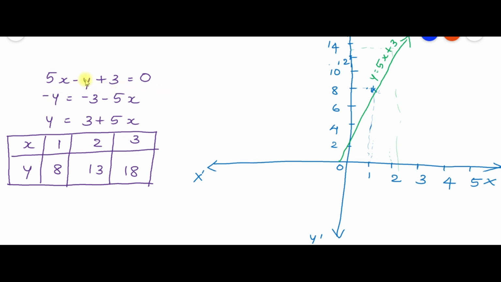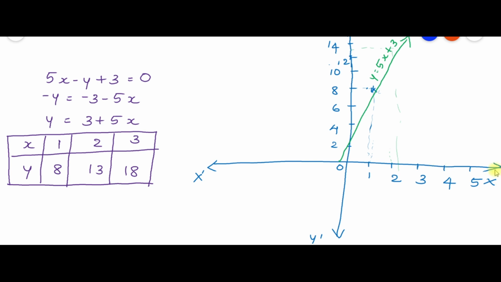From this equation, minus y is equal to, bringing this 5x and 3 to the other side, minus 3 minus 5x. So removing the negative sign, y will be equal to 3 plus 5x. So putting the x value and y value as a table: when x is equal to 1, y will be equal to 3 plus 5 into 1, which is 8. When x is equal to 2, y will be equal to 13. When x is equal to 3, you have to substitute 3 instead of x, so y will be equal to 18.